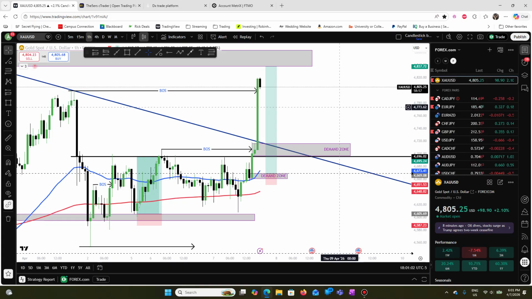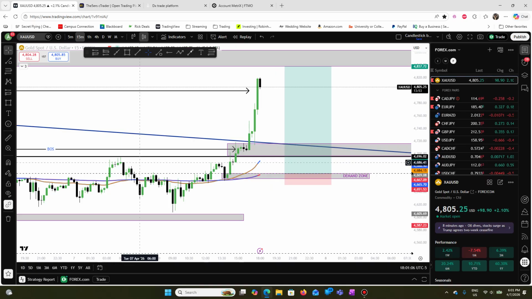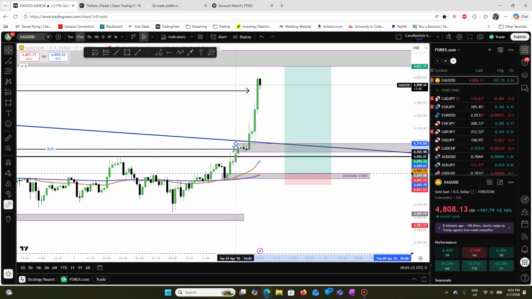At this point, let's go to the 15 minute and see if we can refine that entry. We can refine the entry in the 15 minutes. So there it is. This is the zone right there. So this is going to be our refined entry. Boom.